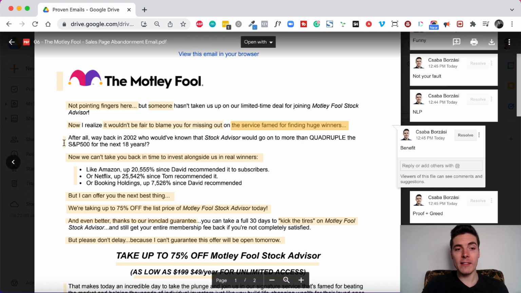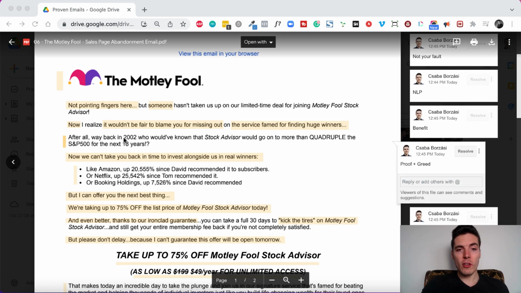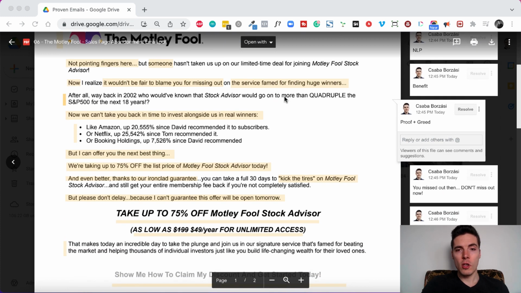And that's why the next line, basically, stimulates their greed glands, as Gary Halbert would say, and it also gives them proof at the same time. Because this is a very, very competitive market. There are a lot of claims out there. A lot of people have been burned so many times. After all, way back in 2002, who would have thought that StockAdvisor would go on to more than quadruple the S&P 500 for the next 18 years?